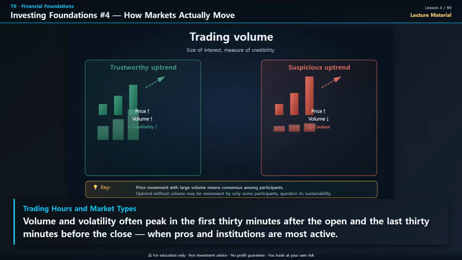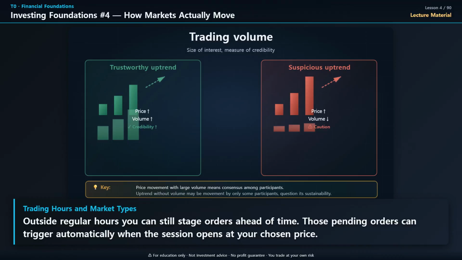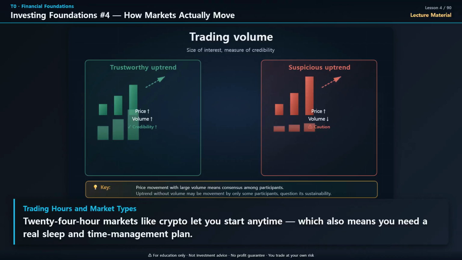Volume and volatility often peak in the first 30 minutes after the open and the last 30 minutes before the close, when pros and institutions are most active. Outside regular hours, you can still stage orders ahead of time. Those pending orders can trigger automatically when the session opens at your chosen price. 24-hour markets like crypto let you start anytime, which also means you need a real sleep and time management plan.